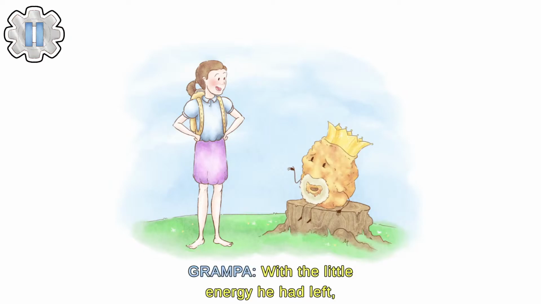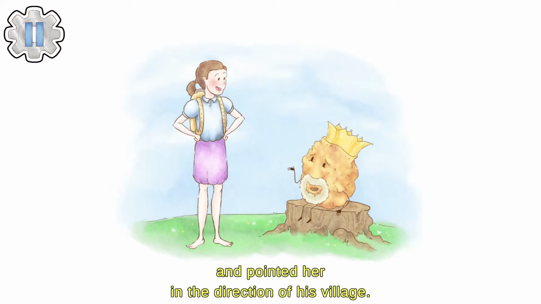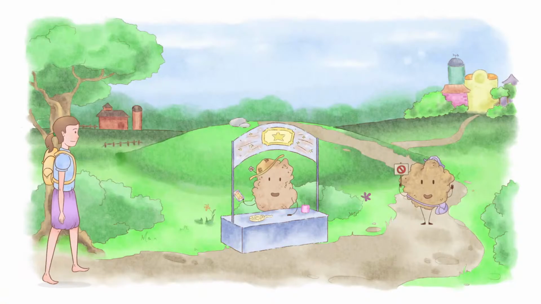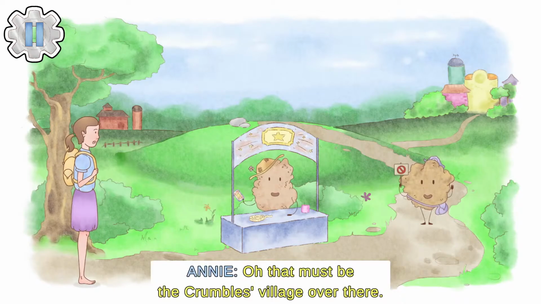With the little energy he had left, the king thanked the girl and pointed her in the direction of his village. Annie the adventurer walks into a rural area. It is a calm spring day with clear blue skies and fresh green grass on hills. At the end of a long, winding dirt path, the Crumble village stands in the distance. Oh, that must be the Crumbles village over there.